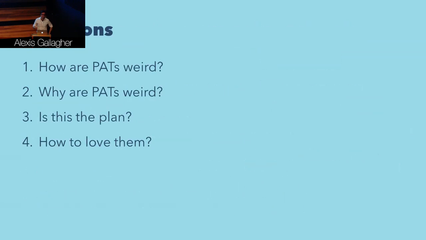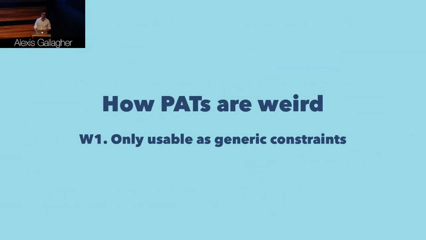The third question, is this the plan? The things that are a bit frustrating about protocols with associated types, is this how it's supposed to be? Is this how it's going to be indefinitely? Or is this kind of work in progress stuff? I think that's a good one to understand. And then the last point is how to love them, right? How to forgive them and understand them and make the best use of them. So let's dive in. First, just to quickly review how PATs are weird.